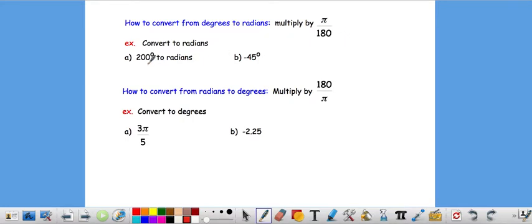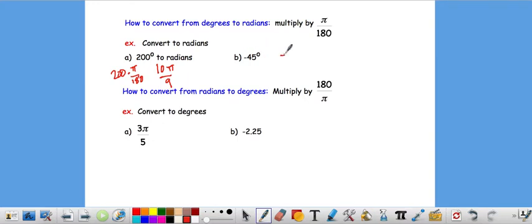So if you want to take 200 degrees and figure out how many radians it is, you just take 200 times pi over 180. And typically we don't estimate this. We would just simplify the fraction of 200 divided by 180, which is like 20 over 18, which is like 10 over 9. So 10 pi over 9 radians.